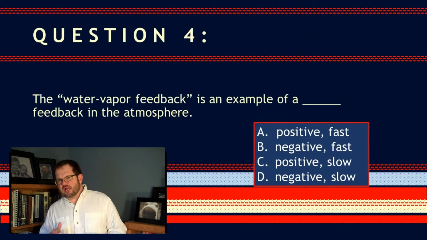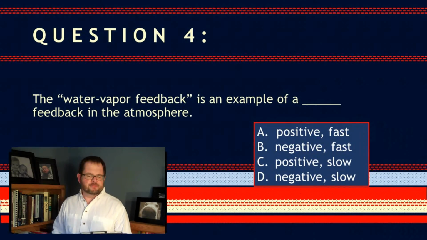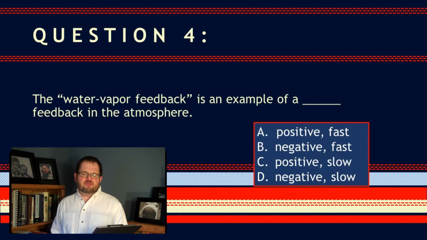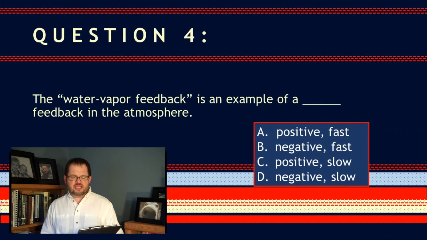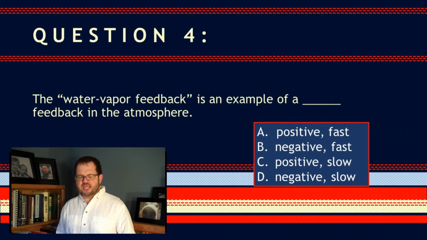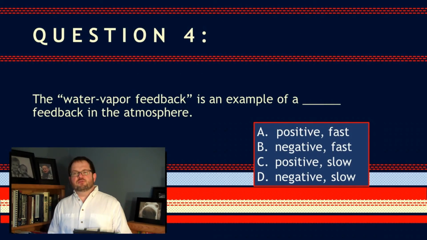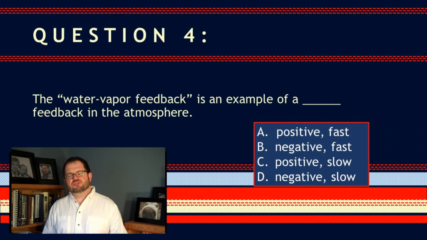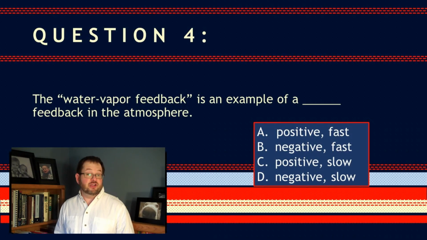All right, before we have a little closing set of thoughts about this lecture, let's do a couple more quick questions. Question 4. The water vapor feedback is an example of a blank feedback in the atmosphere. Positive and fast, negative and fast, positive and slow, or negative and slow. What kind of feedback is the water vapor feedback? Pick one of those choices, get a little feedback before you move on to question 5.